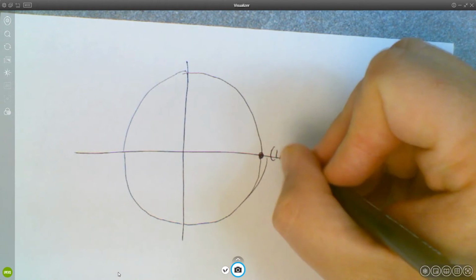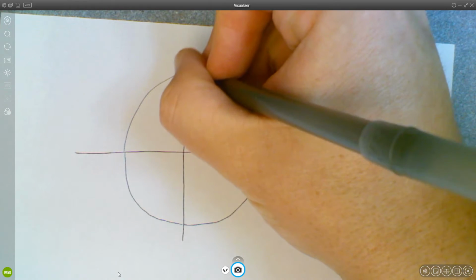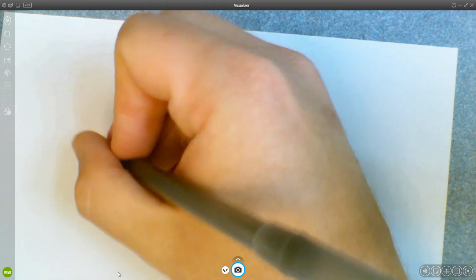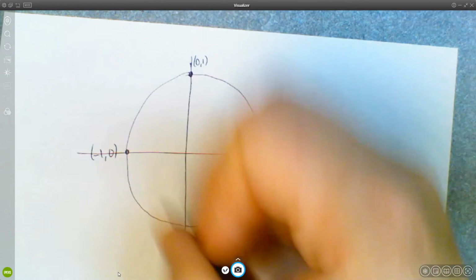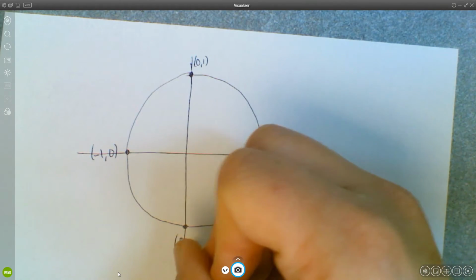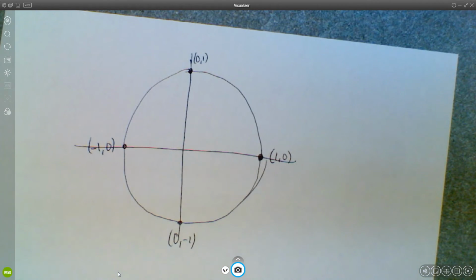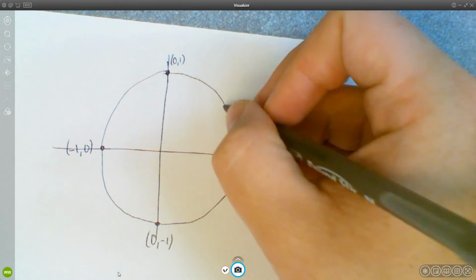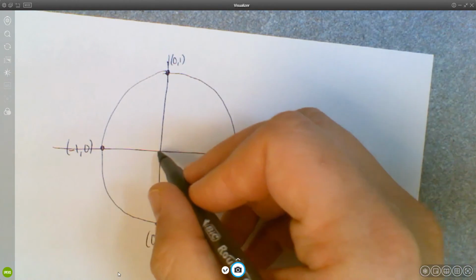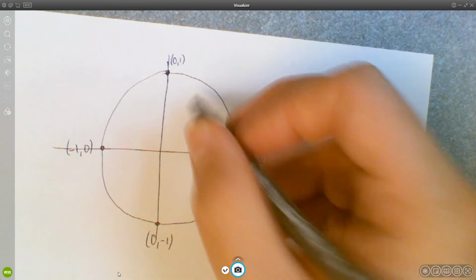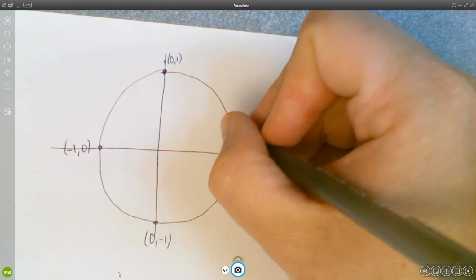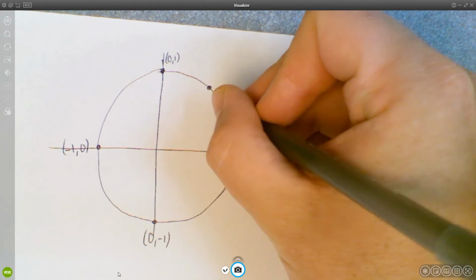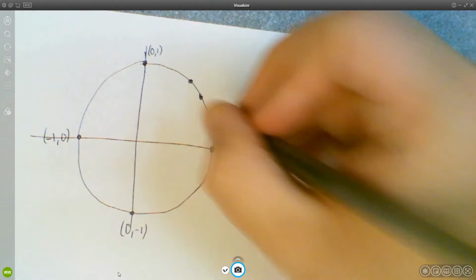Obviously, this is the point (1, 0). You can get all the quadrantal ones pretty easily. This is the point (0, 1). This is the point (-1, 0), and this is the point (0, -1). So you've got those 4 points. Now, in addition to that, there are 3 special points that fall at 30 degrees, 45 degrees, and 60 degrees.